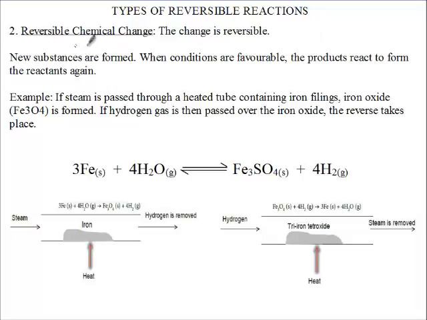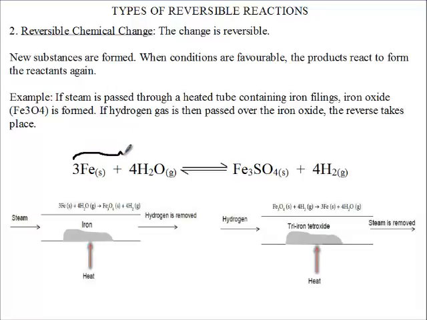The second one is reversible chemical change. This change is also reversible, just as the name implies. In chemical changes, we get to see that new substances are formed. So it says new substances are formed. When conditions are favorable, the product reacts to form the reactants again. When conditions are favorable, the product will then turn into reactants and give us a new reactant.